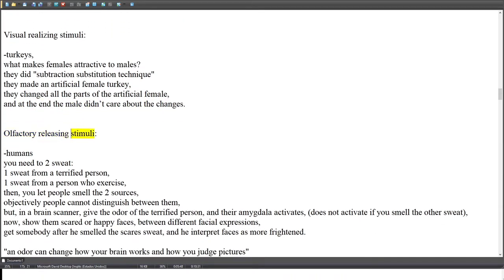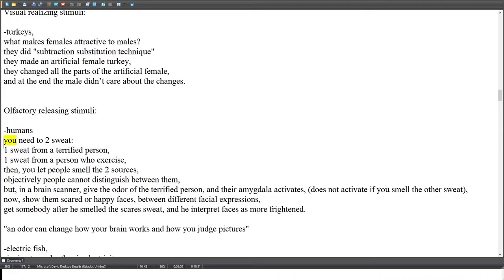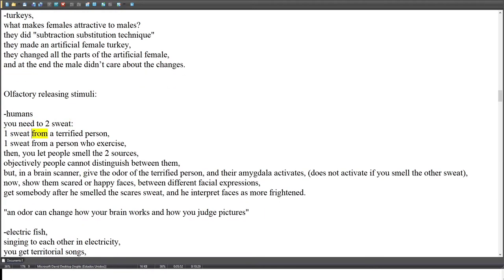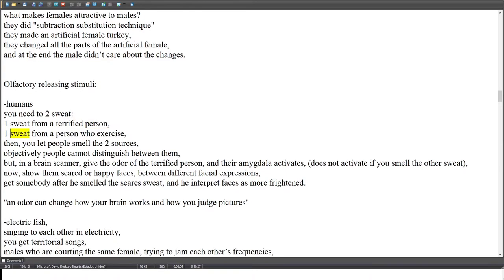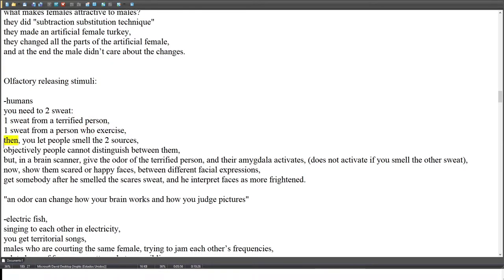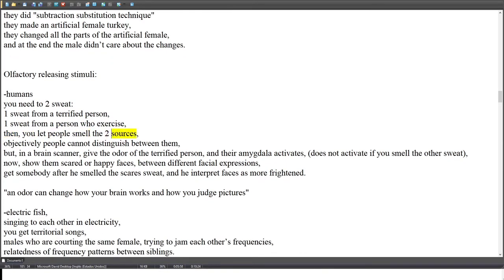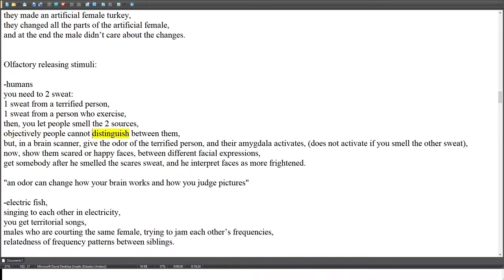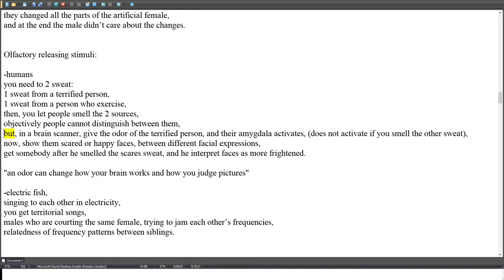Olfactory releasing stimuli. Humans. You need to sweat. One sweat sample from a terrified person, one from a person who exercised. Then you let people smell the two sources. Objectively, people cannot distinguish between them. But in a brain scanner, give the odor of the terrified person, and their amygdala activates. It does not activate if you smell the other sweat.